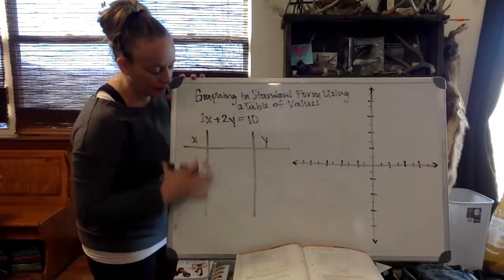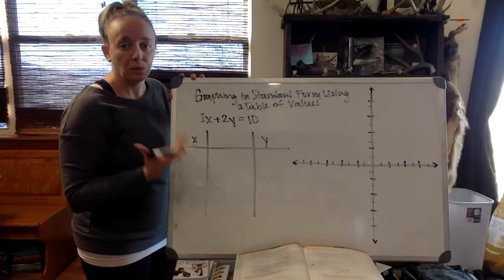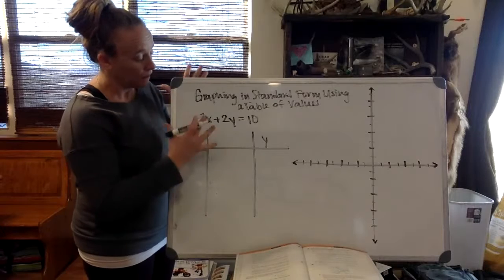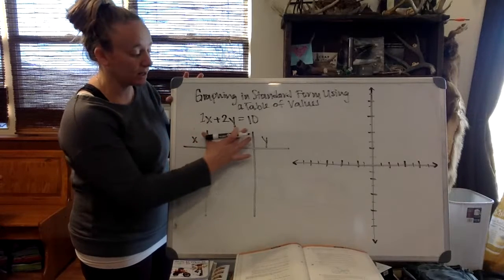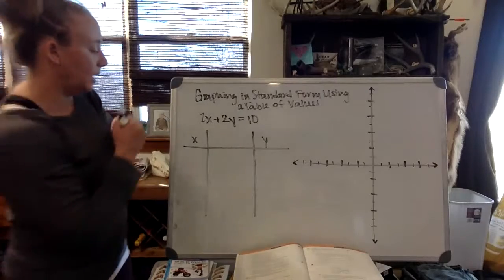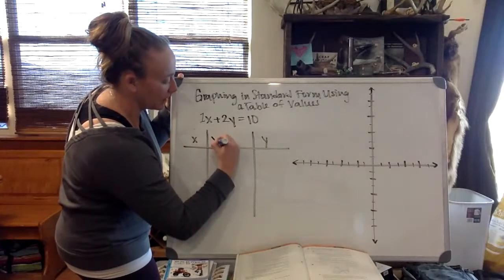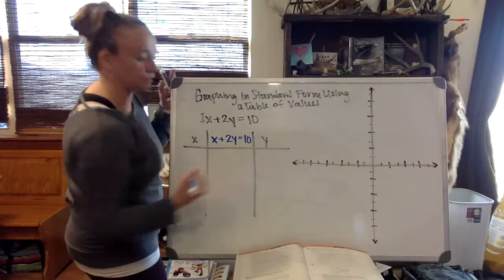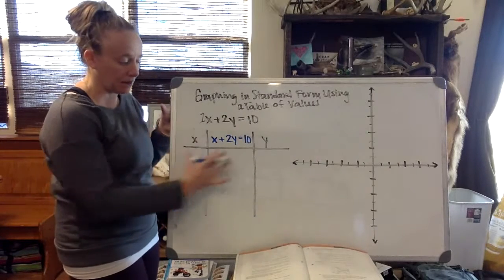You're going to create a table of values similar to what we've done with slope-intercept form. We did this at the very beginning of this unit. So this is no different than what we've done before, except our equation is formatted slightly differently. So our equation, I'm going to stick that way up here. I'm going to say x plus 2y is equal to 10. And I'm going to put that into my table.